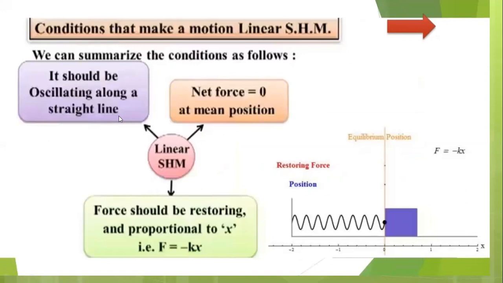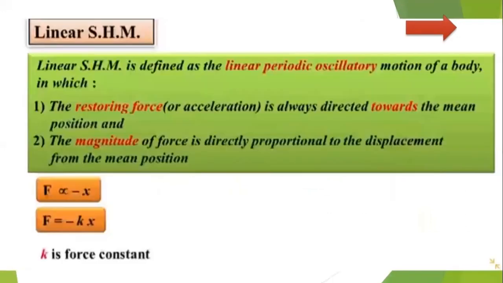This motion is along a straight line, and the net force acting on the block at the mean position is equal to 0. This is the equilibrium position. And the force acting on this block is directly proportional to x. To understand the definition, linear simple harmonic motion is defined as linear periodic motion, meaning the motion which repeats itself after an equal interval of time. It is the motion of a body in which the restoring force is always directed towards the mean position and the magnitude of the force is directly proportional to the displacement from the mean position.